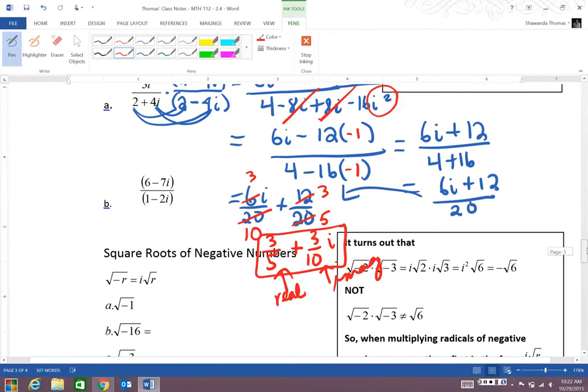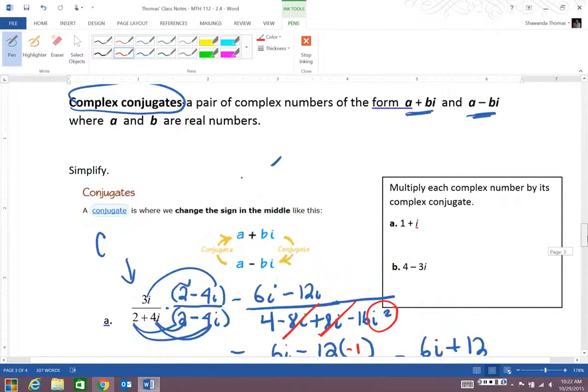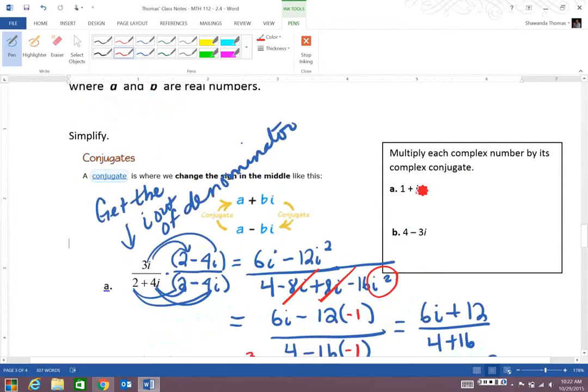Alright, I think I skipped something over here to the right. I said multiply each number by the complex conjugate, but I'm going to skip that because I've already emphasized that when you multiply by the conjugate, you'll get a real number. So you can do that on your own.